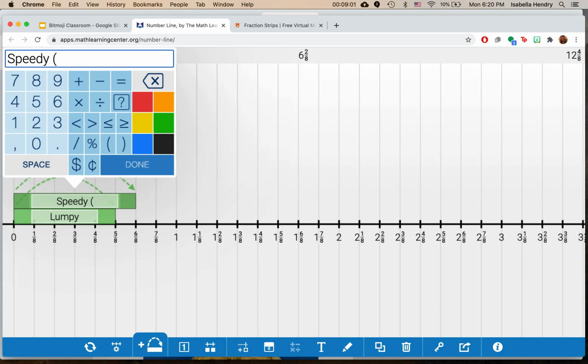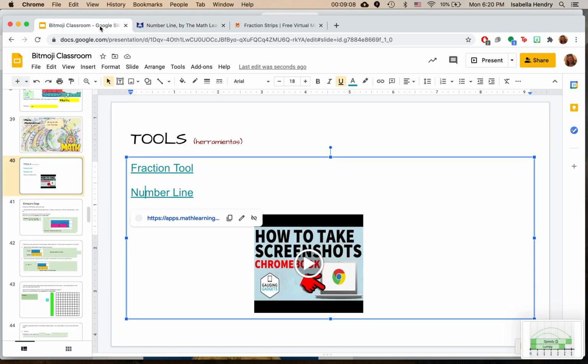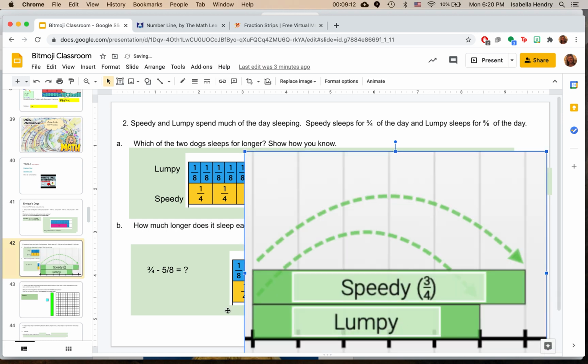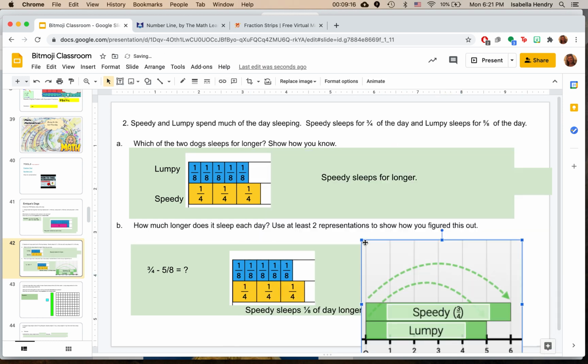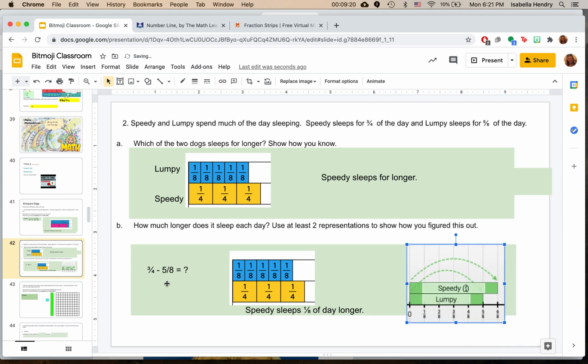And I could also label this 3/4 to be really clear. So I could take a photo of that. I could put that on my page. Where am I? Page 2? So your 3 options are a number line, a visual, either on paper or online, or an equation. And so 2 representations means you need to do 2 of these 3 options.